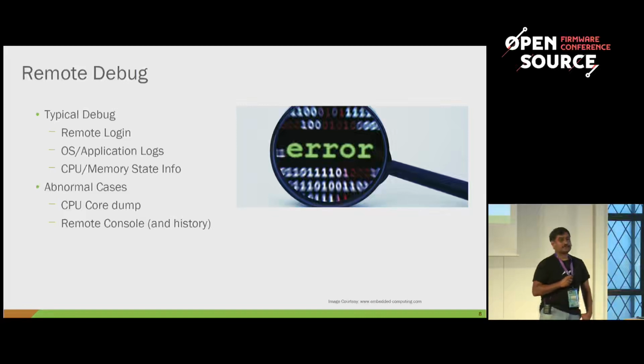Debug. So when things go wrong in the servers, the way we debug is typically, if the system is accessible, you log into the system, look at the logs from the application or the operating system and find out what happened. What is the problem with that particular application or the operating system? But in some cases, the whole kernel is hung. In that case, other than serial console, we don't have any other way to debug it.